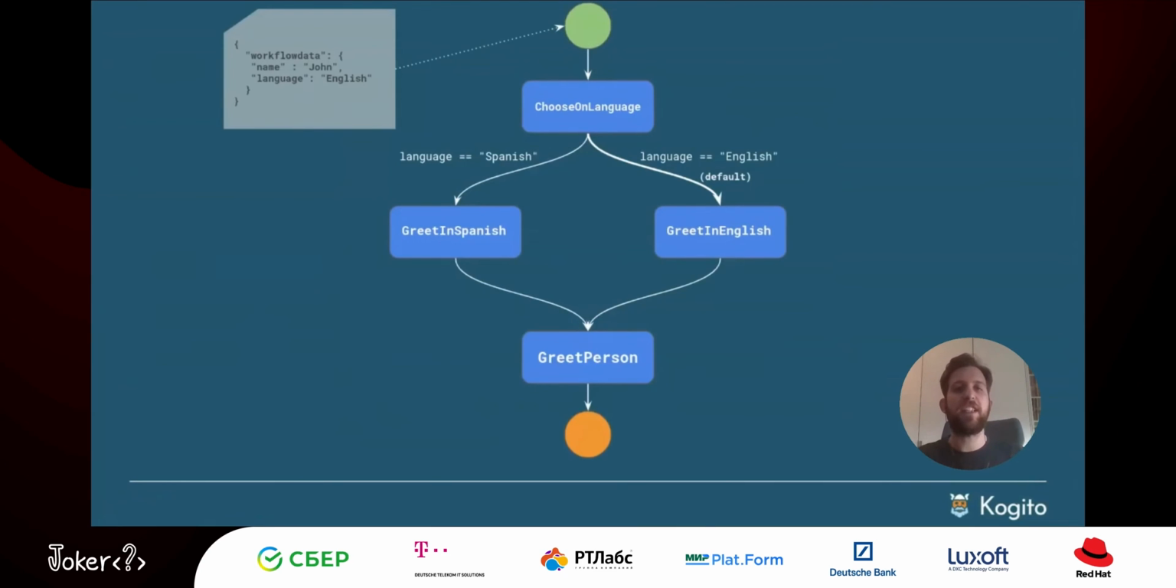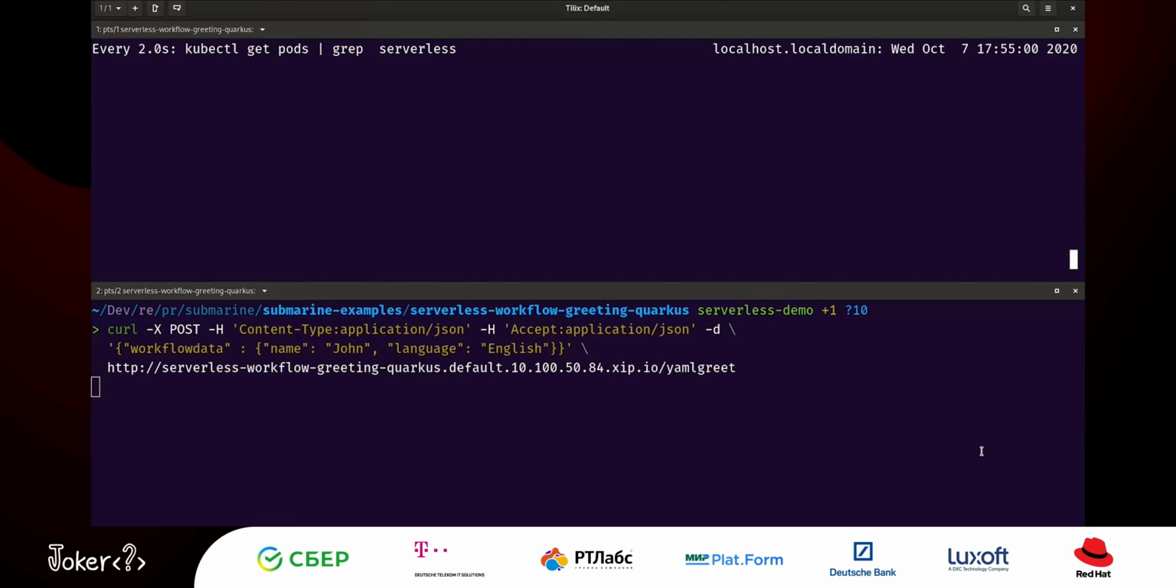In this very tiny example, we're going to supply this serverless workflow with some data, a name, and a choice of a language. And depending on the language that was chosen, a different message will be returned.